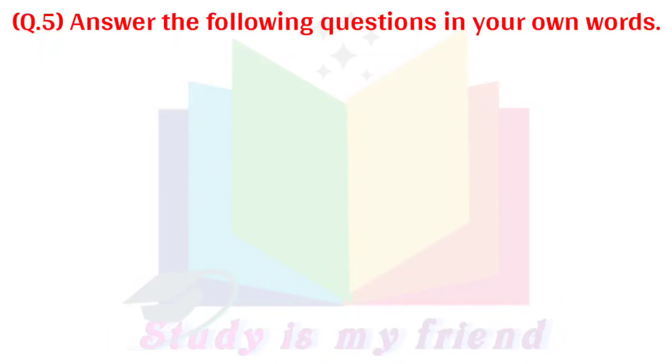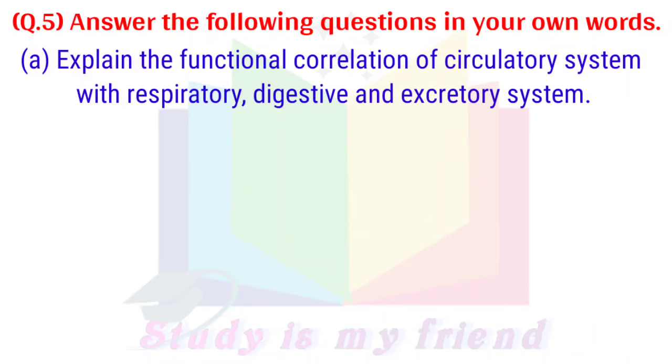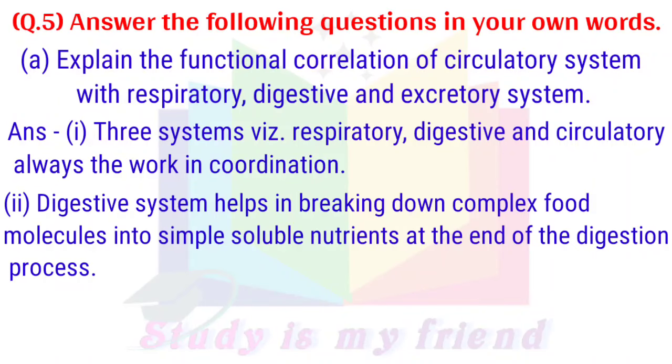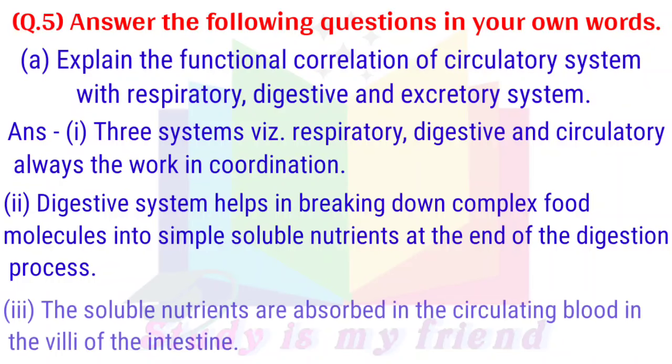Question 5. Answer the following questions in your own words. A. Explain the functional correlation of circulatory system with respiratory, digestive, and excretory system. Answer. 1. The three systems, respiratory, digestive, and circulatory, always work in coordination. 2. The digestive system helps in breaking down complex food molecules into simple soluble nutrients at the end of the digestion process. 3. The soluble nutrients are absorbed in the circulating blood in the villi of the intestine.